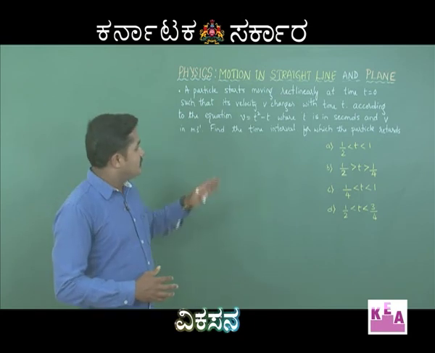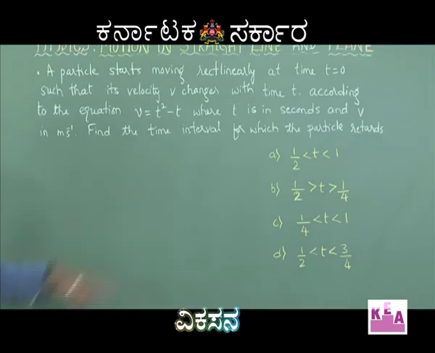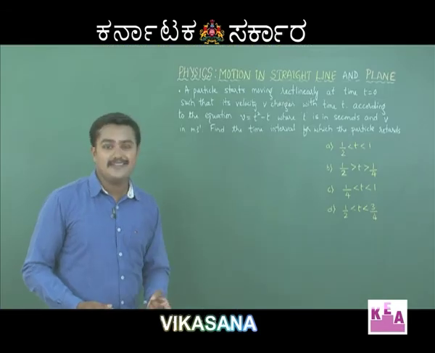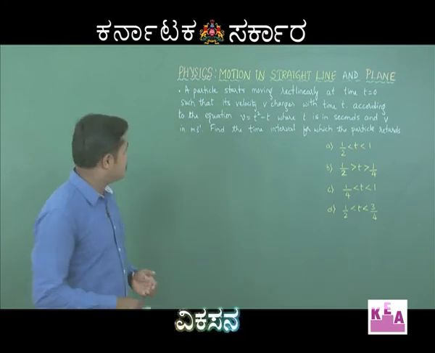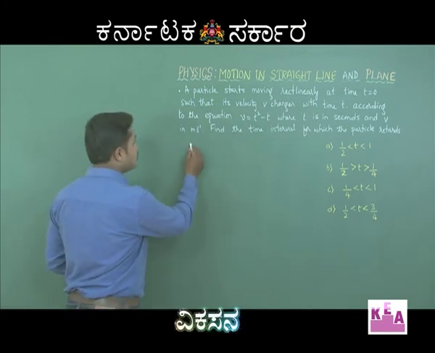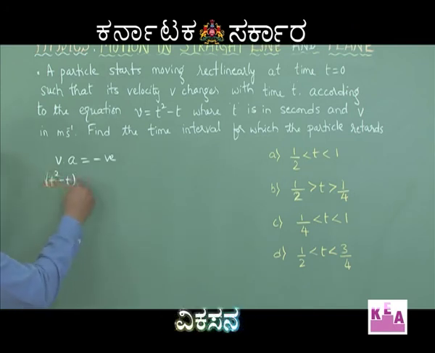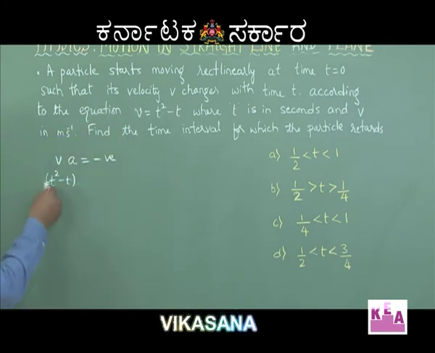So, here I am supposed to find out the time duration during which the body retards. Let me say that the body retards, as a result of which its velocity and acceleration are opposite to each other. So, their product should be negative: V into A is negative. V is given to be t² − t. How do I find its acceleration? Quite obvious, just differentiate velocity with respect to time t. Differentiating this, I will get 2t − 1.